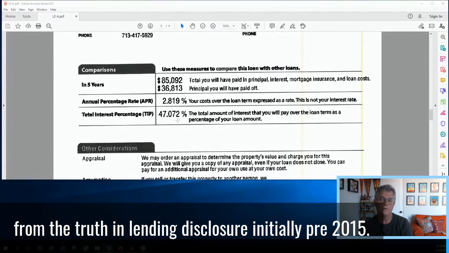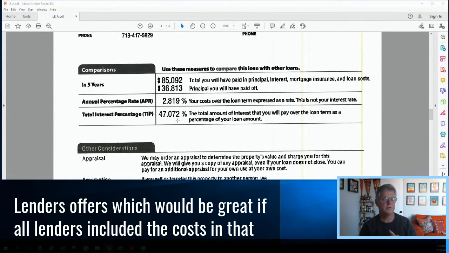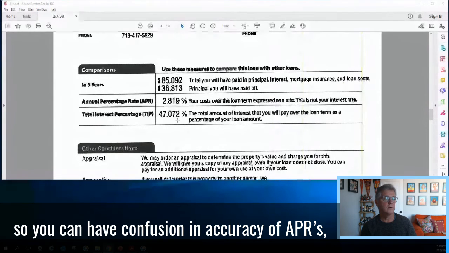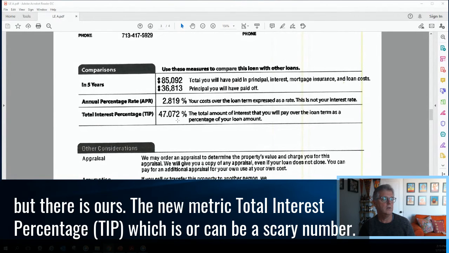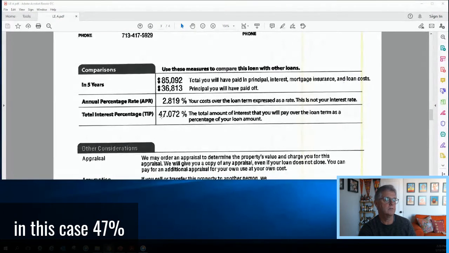The APR, which was from the Truth in Lending Disclosure initially pre-2015, there it is. Again, it's a number that is meant to give the consumer one number to compare lenders' offers, which would be great if all lenders included the costs in that calculation equally. Some lenders do, some lenders don't, so you can have confusion in accuracy of APRs, but there's ours. And a new metric, total interest percentage, TIP, which can be a scary number. It's the percent of the original loan balance that you will pay over the life of the loan in interest. So that is, in this case, 47%.